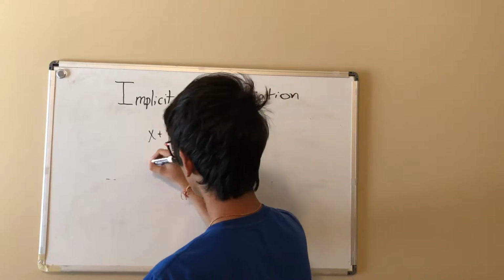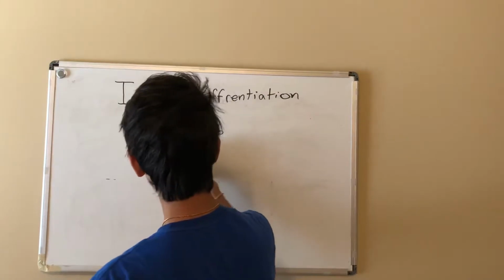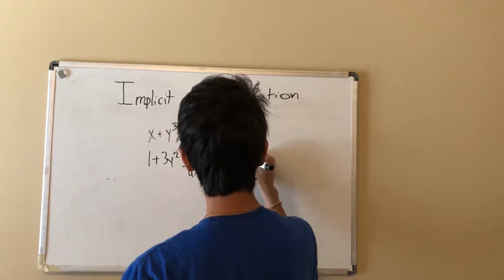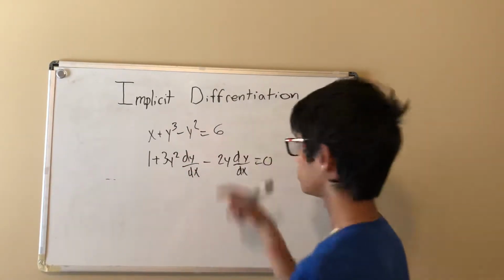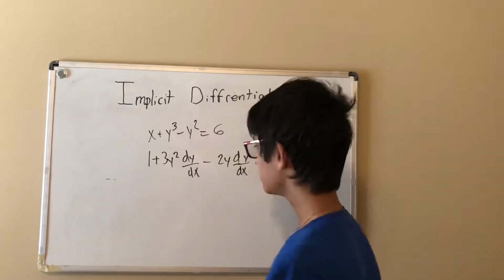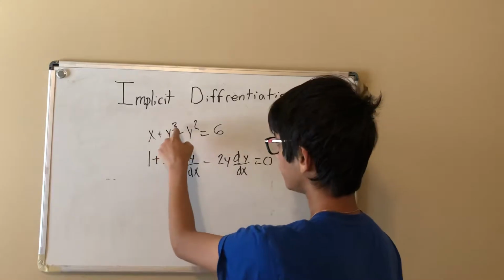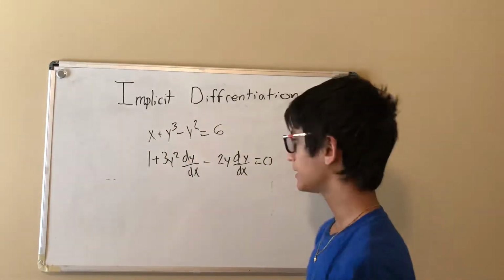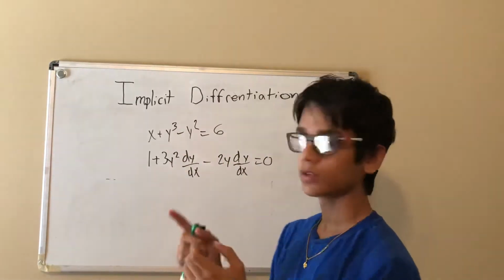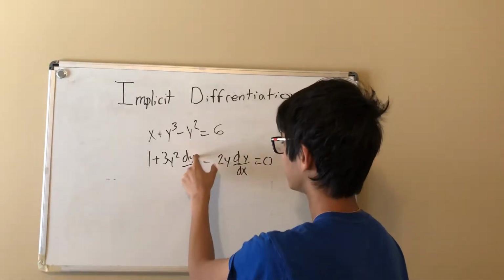So this is the same as 1 plus 3y squared dy/dx minus 2y dy/dx equals 0, because the derivative of 6, a constant, is 0. To get the dy/dx, all I did was take the derivative of this y cubed, and since y is a function, the derivative of anything cubed is 3 times the function squared. So then it's 3y squared times the derivative of y.